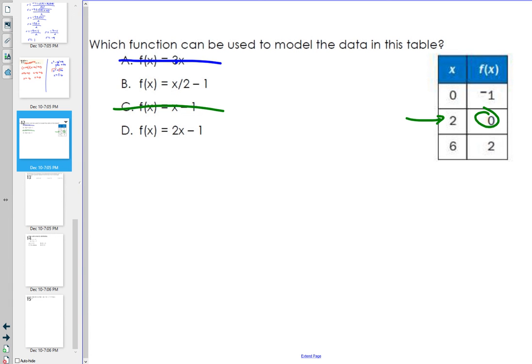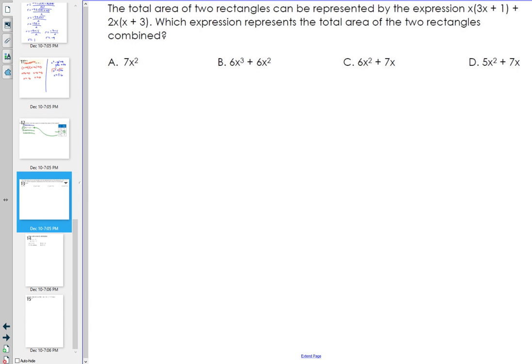What is 2 times 2? 4 minus 1 is 3. It's not 0. So just for fun, to gloat, you can plug that one in and see if it works, but it will. So the answer is... well, now you're going to get it right on the retest. All right, last 3.